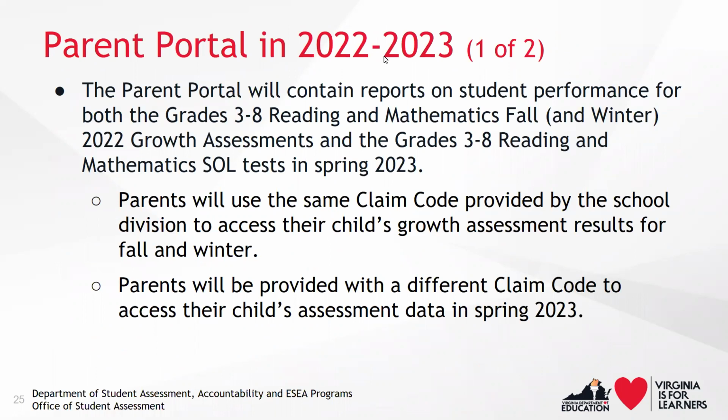The parent portal will contain reports on student performance for both the grades 3 through 8 reading and mathematics, fall and winter growth assessments, as well as the spring SOL tests for grades 3 through 8 reading and mathematics. Parents will use the same claim code provided by the school division to access their child's growth assessment results for fall and for winter. In the spring, parents will be provided by their school or school division with a different claim code to access their child's spring SOL test data.